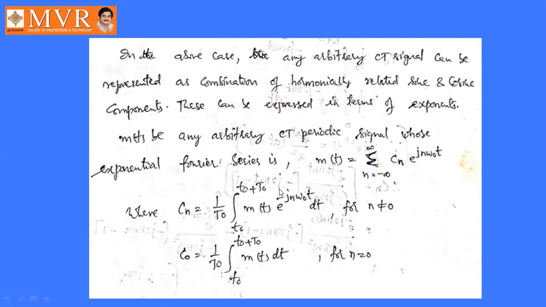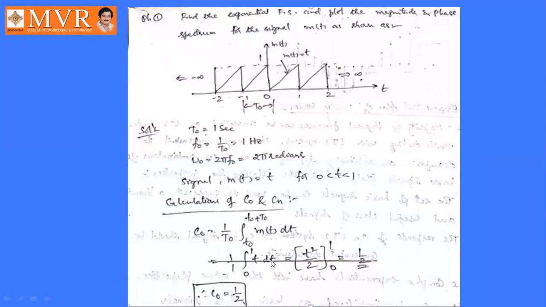For n not equal to 0, Cn equals 1 by T naught integral t naught to t naught plus T naught of m of t into e power minus j n omega naught t dt. If n equals 0, it is 1 by T naught integral of m of t dt. These two are the exponential Fourier coefficients, whereas in the above case a naught, an, bn are the trigonometric Fourier coefficients. Here C naught and Cn are the exponential form of the Fourier coefficients.